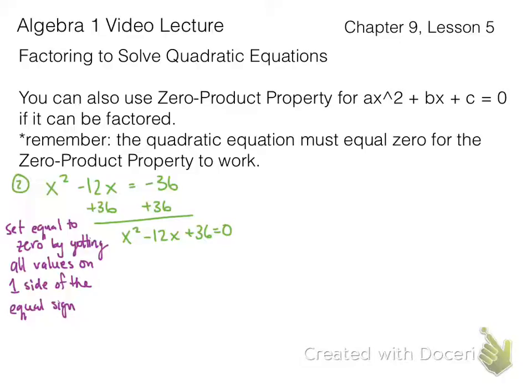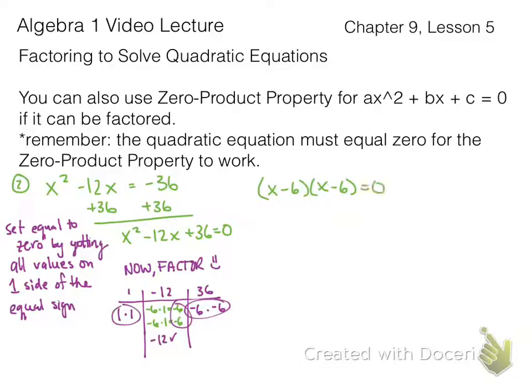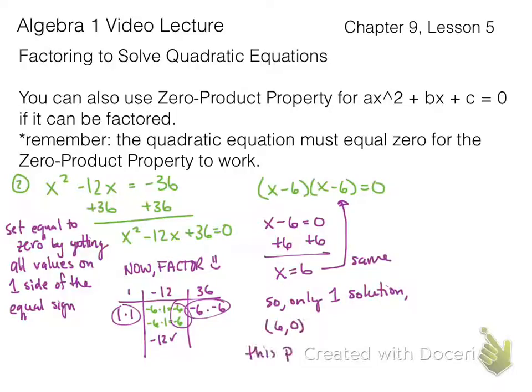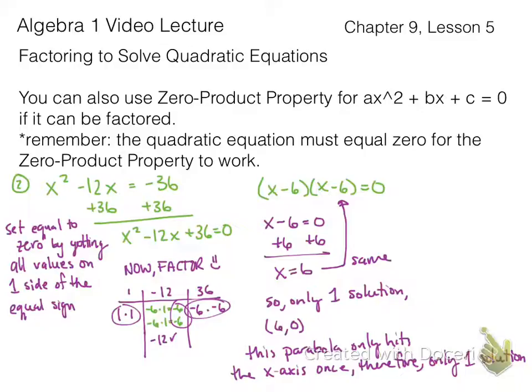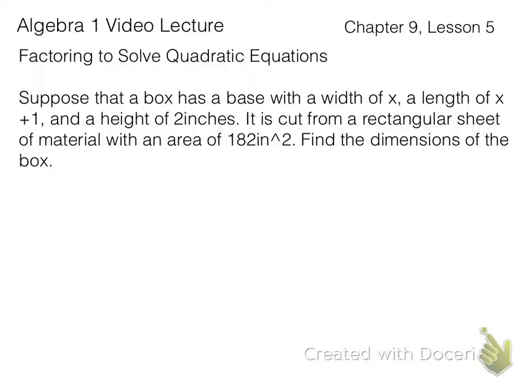Now, to use the zero product property, we need to factor this. All right, and I'm going to factor it, and it works out. So there are my two binomials. It's set equal to 0, so I'm going to solve for x. But Miss TH, those two binomials are the same. Yes, they're the same. If they're ever the same, that means you only have one solution. One solution means that the parabola will only hit the x-axis at one point. Therefore, only one solution, and that solution is (6, 0). Pretty cool, huh? Okay, let's move on to something crazy.